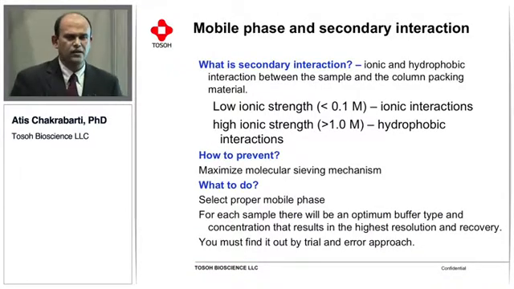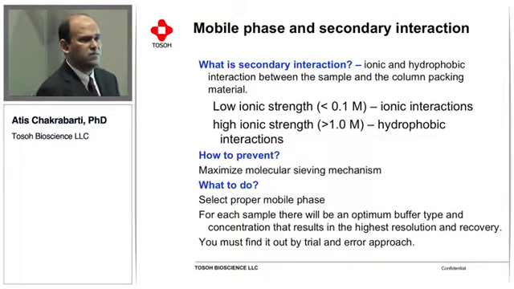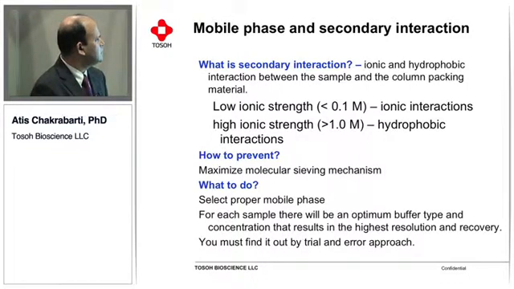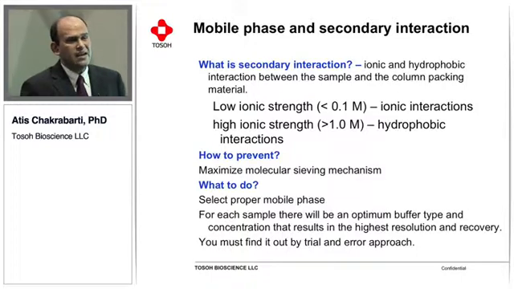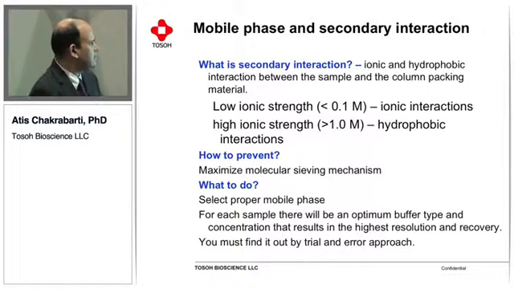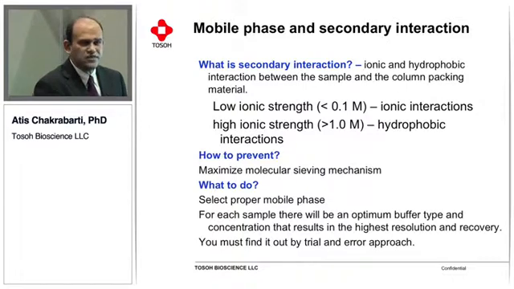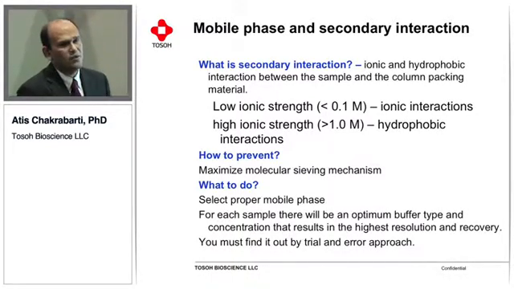In general, we have so many different applications on this type of interaction, and this is a general guideline about the mobile phase: how we can enhance the molecular sieving mechanism and reduce the secondary interaction, by changing the ionic strength. Low ionic strength promotes ionic interaction, and high ionic strength promotes secondary interaction, that is, hydrophobic interaction. So we should take care of that and play with it to figure out the best chromatographic conditions for the separation. Next please.